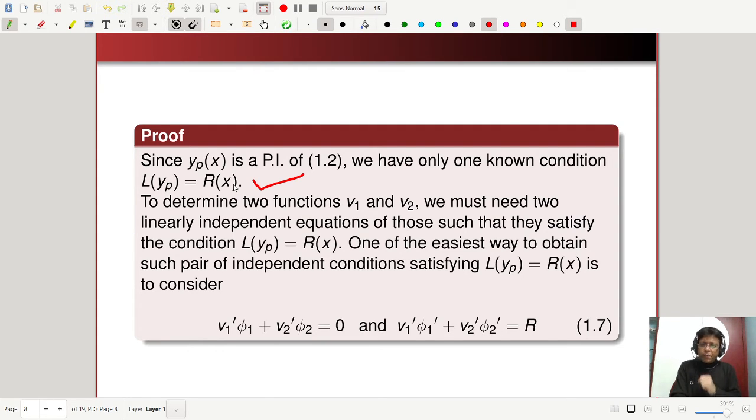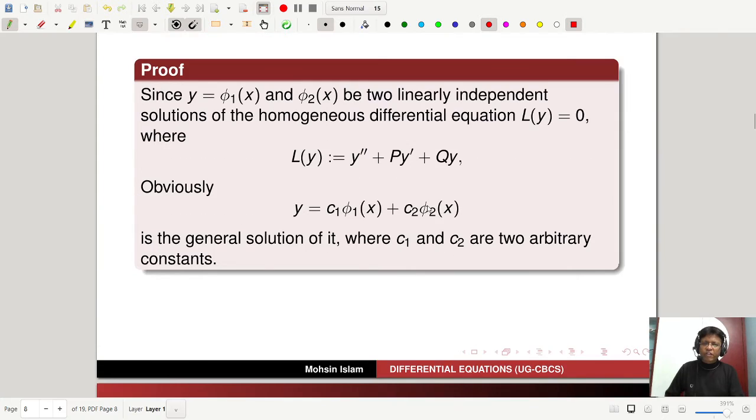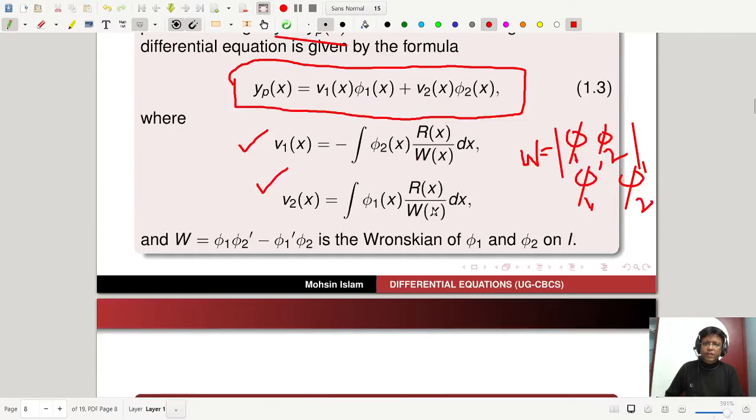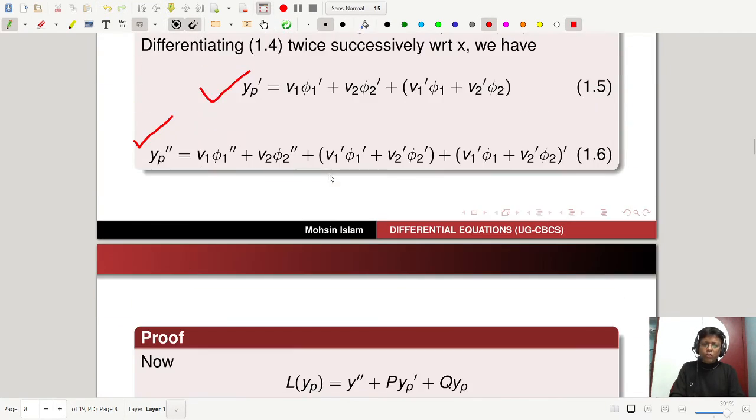Now, to determine the two functions v1 and v2, we need two linearly independent equations, but you have two unknown functions v1 and v2. Let me go to the first step. You see in the theorem, you have to find v1x and v2x. These are the unknown functions you have introduced, and phi 1x, phi 2x are two linearly independent known solutions. So your unknowns are v1x and v2x.